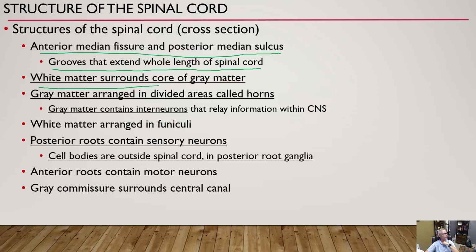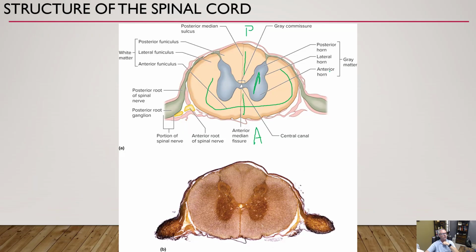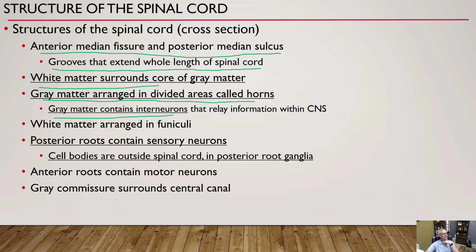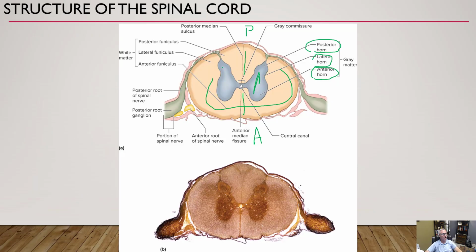All right, so white matter surrounds the core of the gray matter. Gray matter is divided into these areas called horns. So you can see this anterior horn, lateral horn, posterior horn. So we have different horns within the gray matter. Gray matter contains interneurons. Remember, interneurons are neurons that relay information within the central nervous system. So all of your interneurons are going to lie within the gray matter.